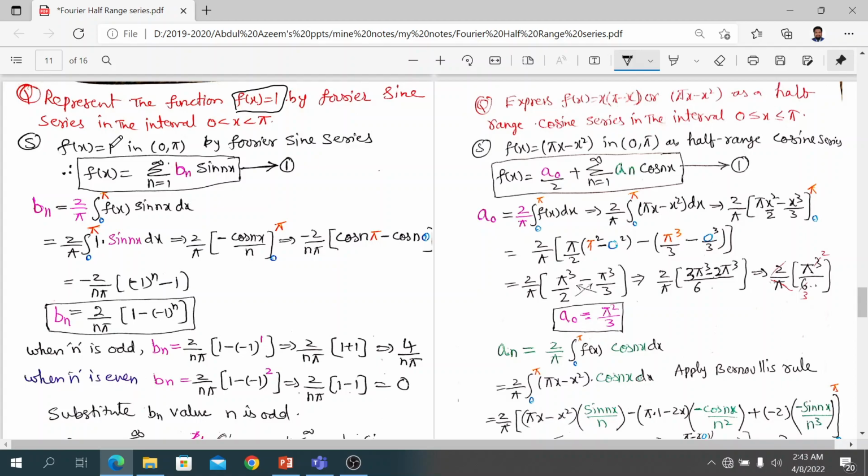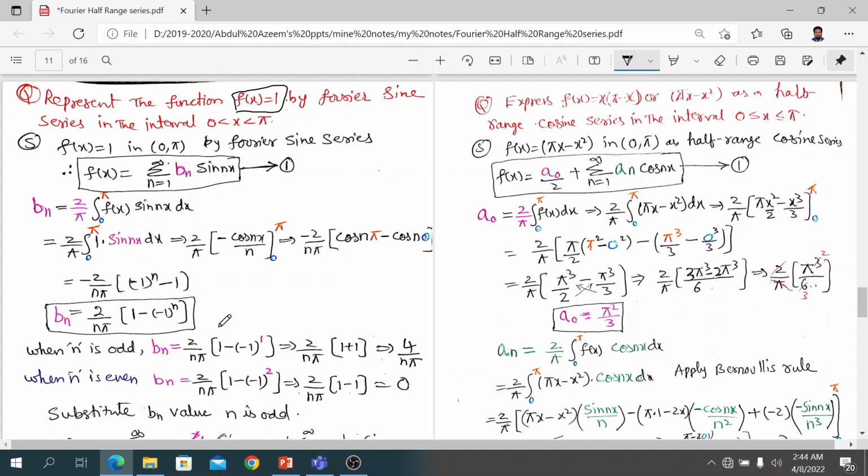What is f of x? 1 into sine nx. Integration of sine nx is minus cos nx by n, 0 to pi. Now upper limit minus lower limit, take minus outside: minus 2 by pi, cos n pi by n minus cos n0. Cos n pi, see here, value is minus 1 power of n, minus n into 0, cos 0 value is 1. Open this, minus into minus plus, minus into plus, minus 1 power of n.